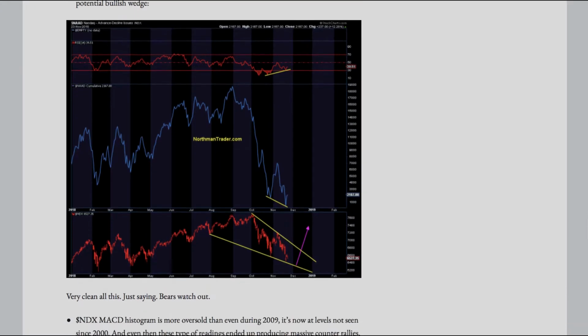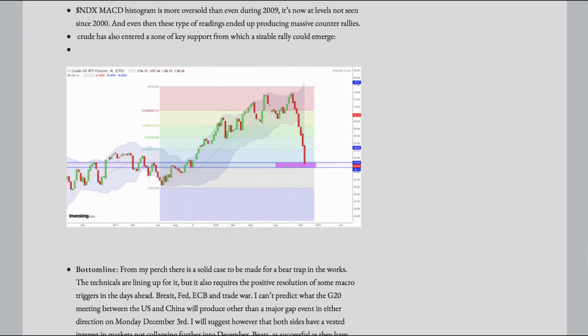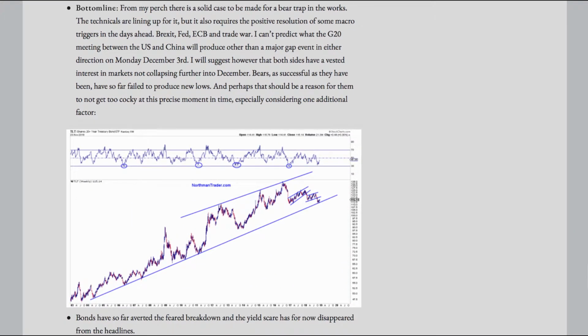Bears, watch out. NDX MACD histogram is more oversold than even during 2009. It's now at levels not seen since 2000. And even then, those type of readings ended up producing massive counter rallies. Crude has also entered a zone of key support from which a sizable rally could emerge. Bottom line, from my perch, there is a solid case to be made for a bear trap in the works.